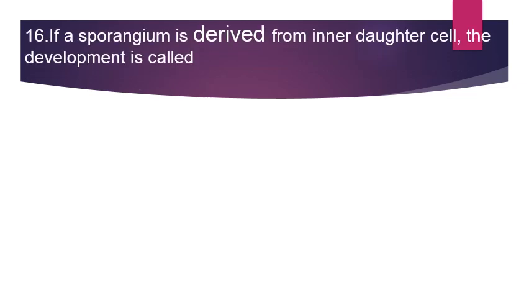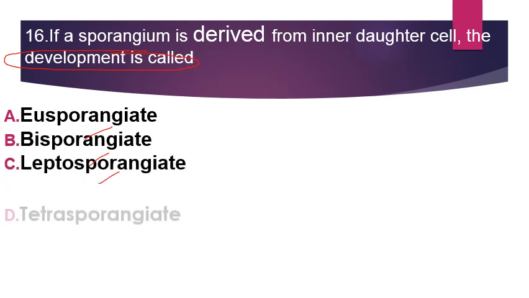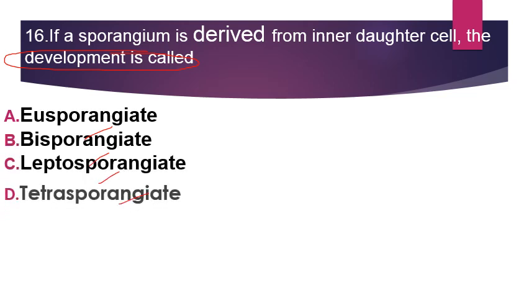The question is, if sporangium is derived from inner daughter cell, the development is called. जब स्पोरेंजियम अंदर के डॉटर सेल से बनता है तो उस तरह के स्पोरेंजियम डेवलपमेंट को क्या कहा जाता है? Options are eusporangiate, biosporangiate, leptosporangiate and tetrasporangiate. So the most common types of sporangiate development in case of pteridophyte are eusporangiate and leptosporangiate. So the right answer is eusporangiate type of sporangia development.